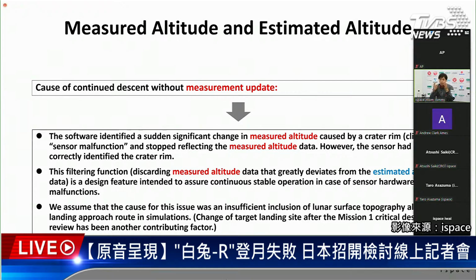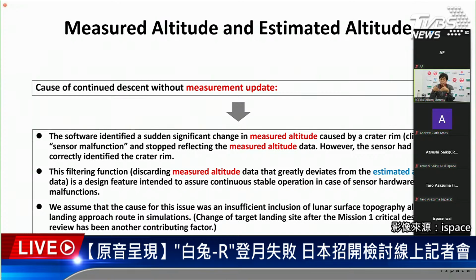But the point is we could not correctly reflect the lunar terrain and topographic information into our detailed software tuning settings. Due to this insufficient parameter setting, the lander software could not correctly recognize the crater rim, and the huge gap happened.